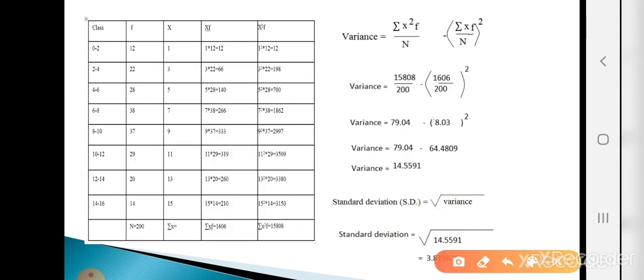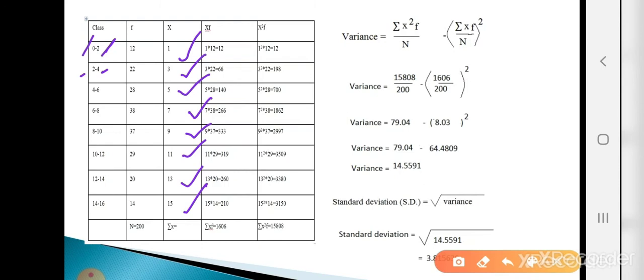So how to calculate the mid value? Mid value is calculated as upper limit plus lower limit divided by 2. So in class 1, what is the upper limit? 2. So 2 plus 0 divided by 2, that is 1. So mid value is 1. Then 4 plus 2 divided by 2, that is 3. 6 plus 4 divided by 2, 5. Then 8 plus 6 divided by 2, that is 7. Then 10 plus 8 divided by 2, that is 9. 12 plus 10 divided by 2, that is 11. 14 plus 12 divided by 2, that is 13. Then 16 plus 14 divided by 2, that is 15. So these are the mid values of classes.